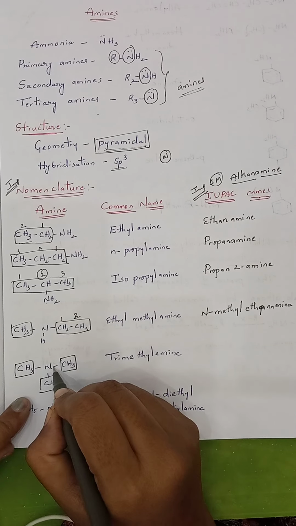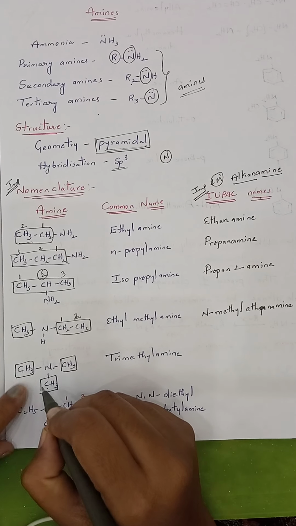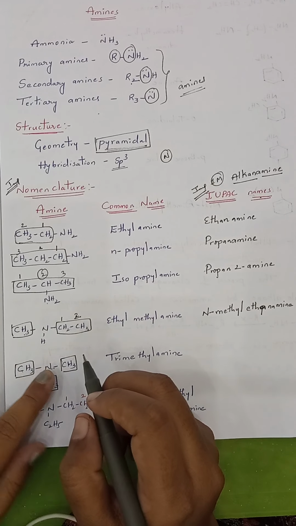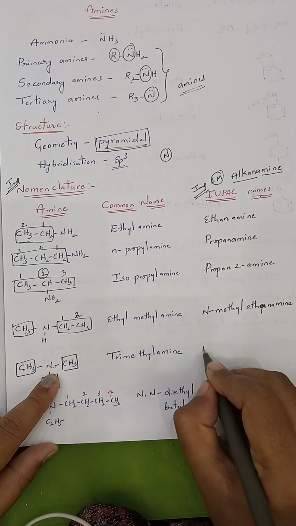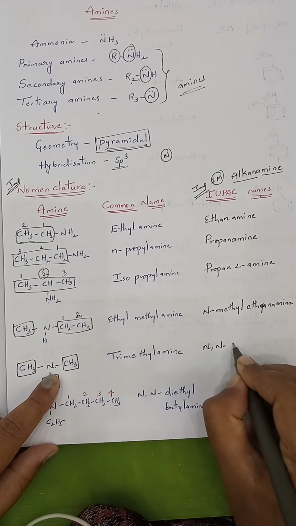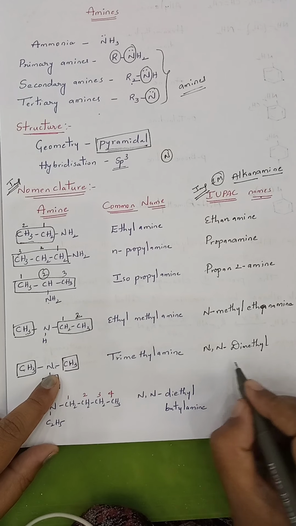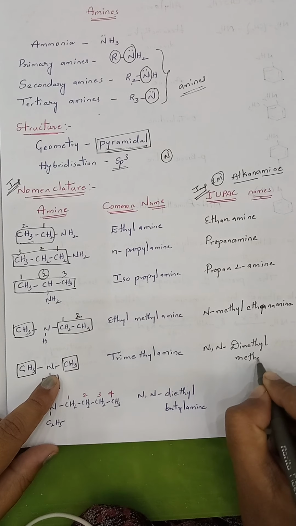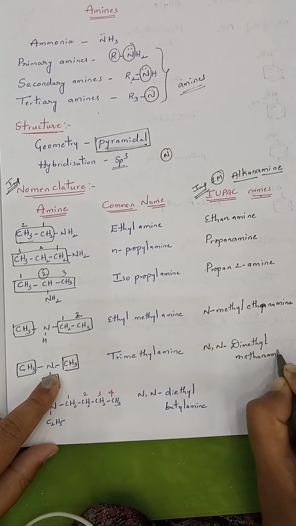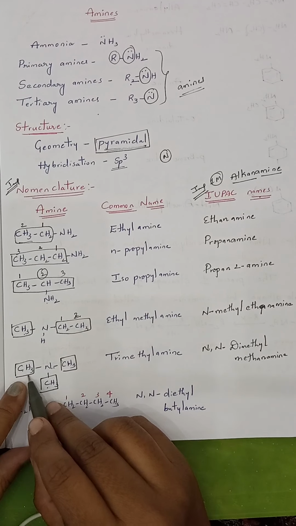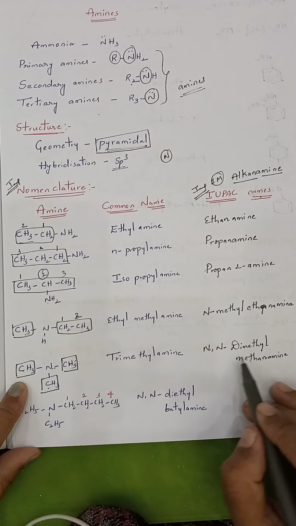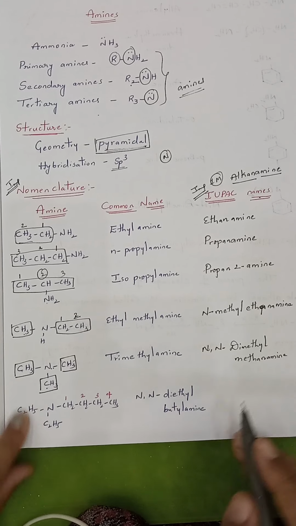To this methane amine, 2 methyl groups are attached. These 2 methyl groups are attached only on the nitrogen. So we can call it N, N dimethyl methanamine. Why di? Because of having 2 methyl groups on methanamine. So we can call it N, N dimethyl methanamine.